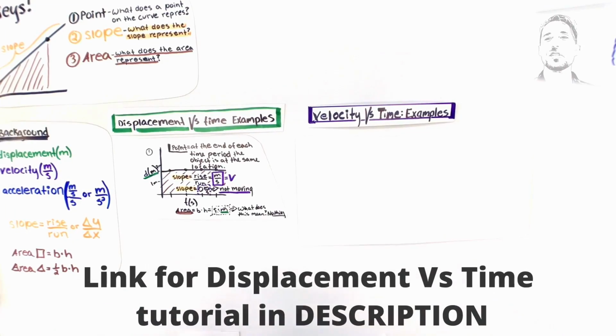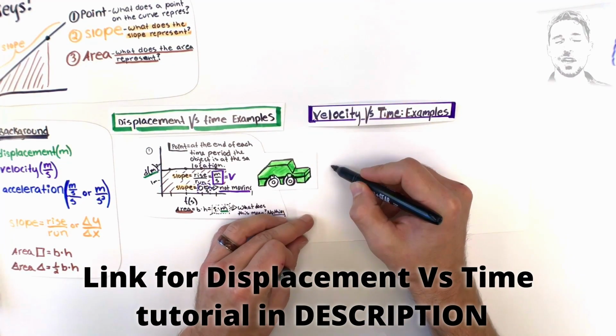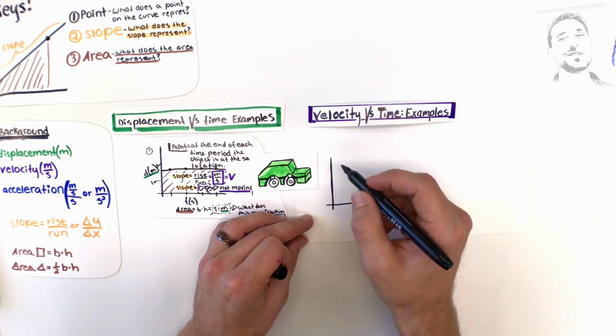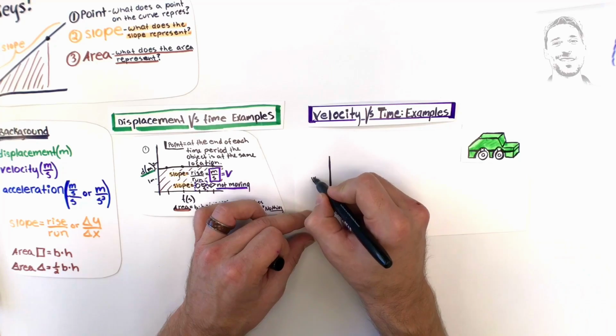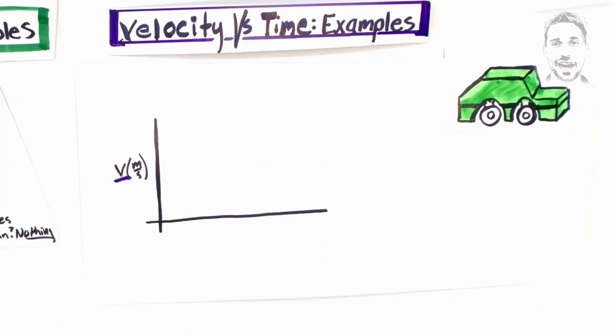Now that we have some displacement versus time examples, let's do some velocity versus time examples. So we got our little car. We're looking at stationary right now. So this car is not moving. It's just sitting there. What's that going to look like on a velocity versus time graph?